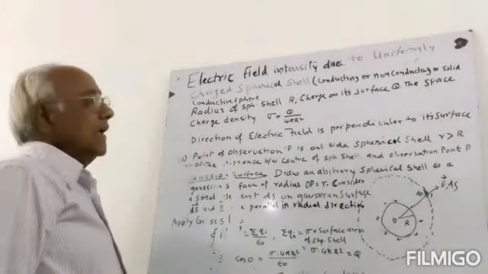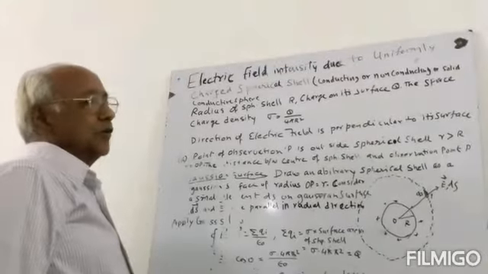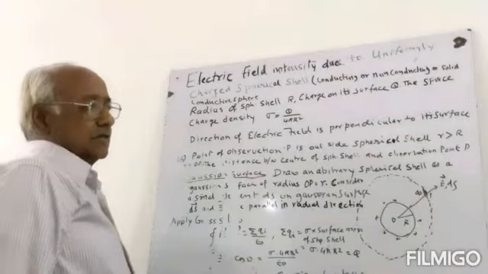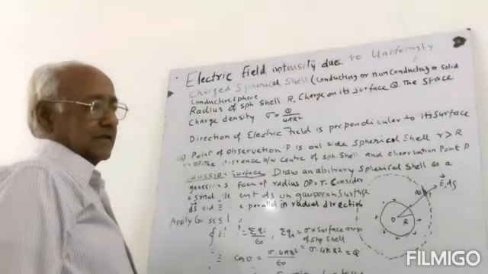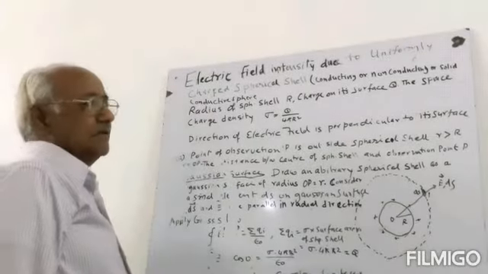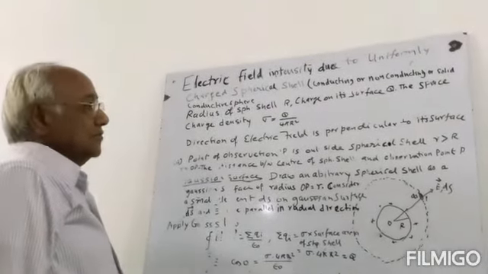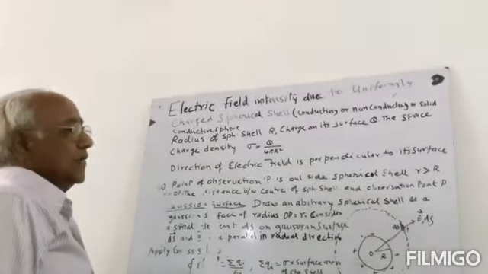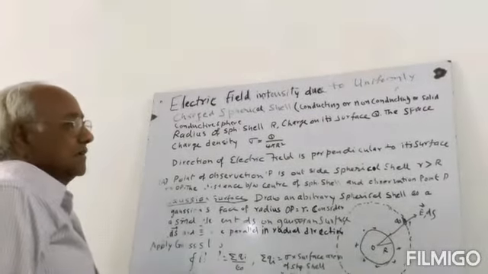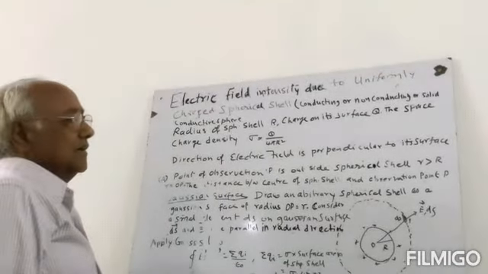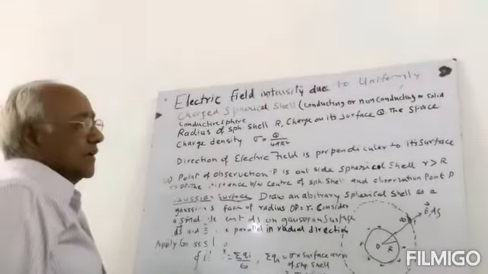Today we will find the electrical field intensity due to spherical charged surfaces. Here there are three types of surfaces. Number one, conducting spherical shell. Number two, dielectric spherical shell. And third, conducting sphere.